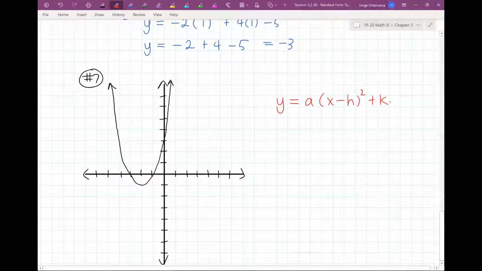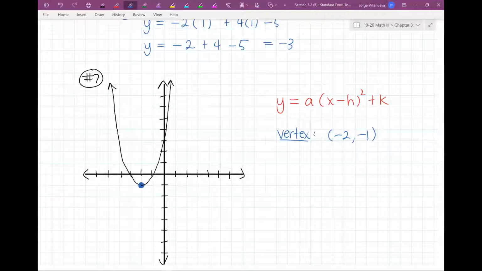Okay, so here we go. This is how you're going to figure out your formula, okay? First off, you guys should easily be able to figure out your vertex. It's right there, okay? It's either the highest point or the lowest point. So my vertex is -2, -1. So what's the only letter I need to figure out? I just need the A, right? I got H and K. I just got to figure out A.